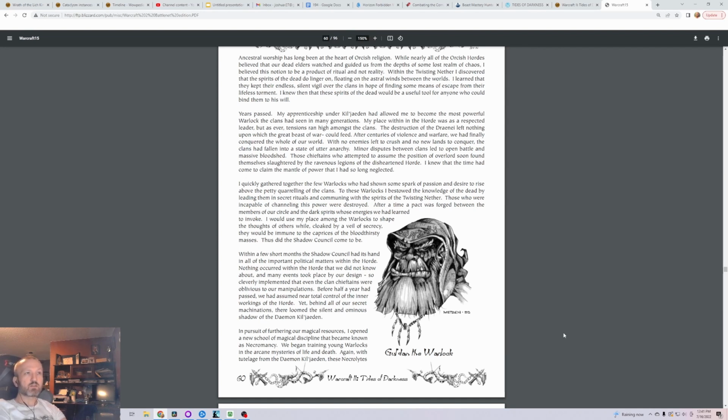I knew then that these spirits of the dead would be a useful tool for anyone who could bind them to his will, and that ties into how he gets the Death Knights to resurrect.